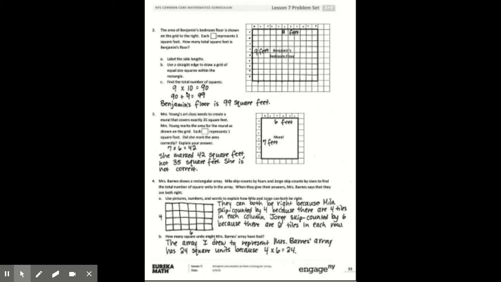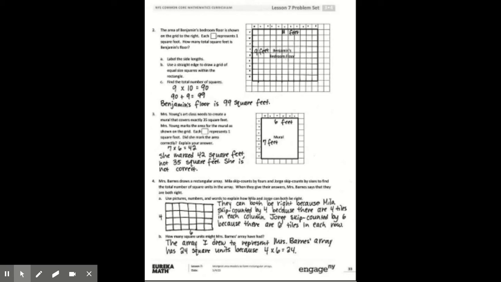They went on and did 9 times 10, because that's pretty easy. 10, 20, 30, 40, 50, 60, 70, 80, 90. So you have 9 times 10 would be 90. Now, this is 11 feet, so we have to add 9 more to that. So 90 plus 9 would be 99 square feet. Or you could simply do 9 times 11, which would give you the same 99 square feet.